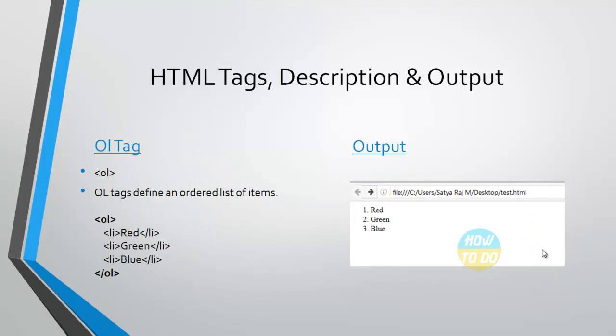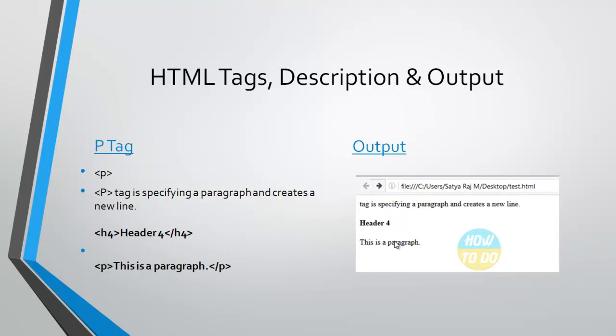Now comes the OL tag. OL tags define an ordered list of items. This is the OL tag syntax, and this will be the output. Next comes the P tag. The P tag signifies a paragraph and creates a new line. If you are writing a huge paragraph and you want to break it into two different paragraphs, you will be able to use this P tag, wherein that will be separated. All these three lines are written in one line, and if you are using a P tag, it will be separated into three different lines. And this is the output for the same.